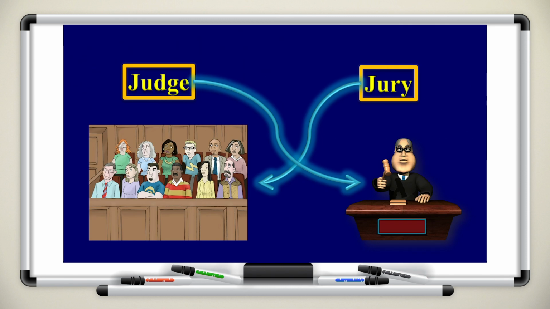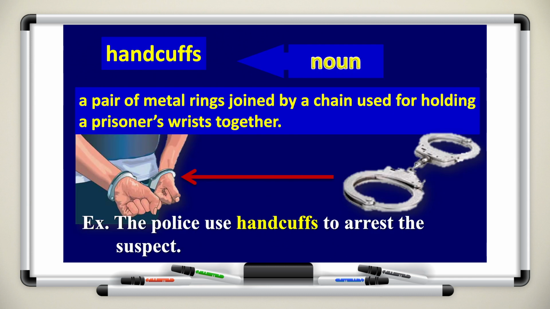Now, a difference between a judge and a jury. A judge is the one with the gavel, and a jury are the group of people deciding if someone is guilty or not.